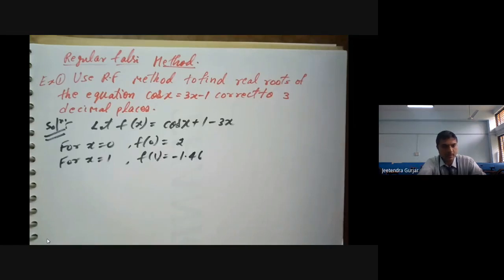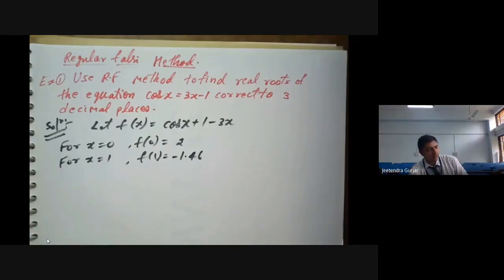Next you can see for x is equal to 1. So for x is equal to 1, if you substitute the values, cos 1 plus 1 minus 3 into 1. So when you simplify, we get this. Remember this, student, you have to keep it in radian. So it is shift plus mode plus 4.